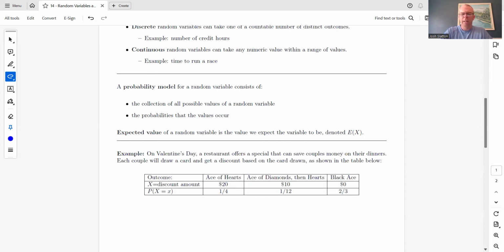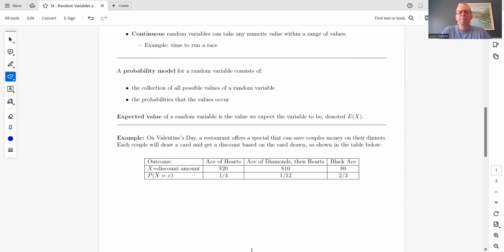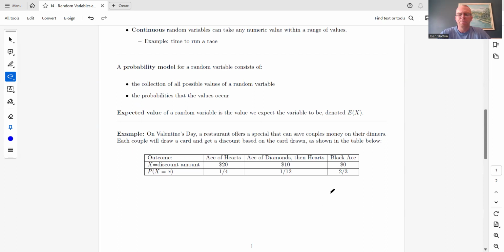So we have a restaurant, Valentine's Day, is going to offer a discount. So the couple will draw a card, and then based on that, they get a discount. And so you can see here, if they draw the ace of hearts, they get a $20 discount. There's a 1 in 4 chance of getting the ace of hearts. And then if they draw the ace of diamonds, they draw another card. And then if they draw the ace of hearts on the second try, then they get a $10 discount. If they draw the black ace, then they get a $0 discount.